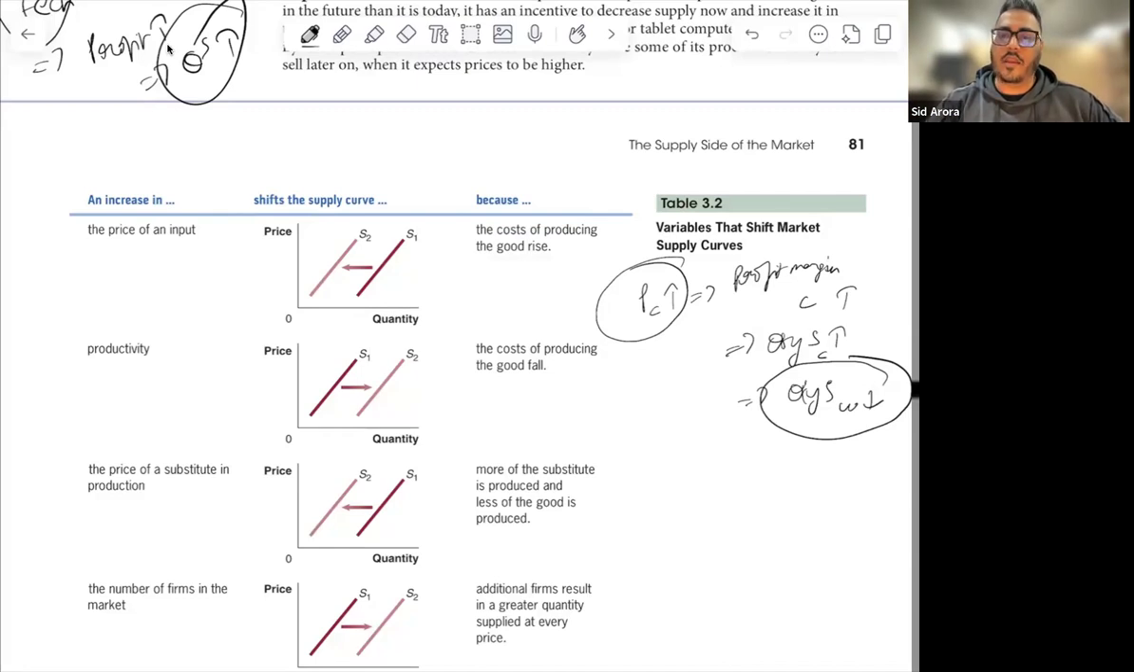Okay. And then, all right, what would happen to the supply curve in this case? It would move to the left. Move to the left, shift to the left. Yeah.